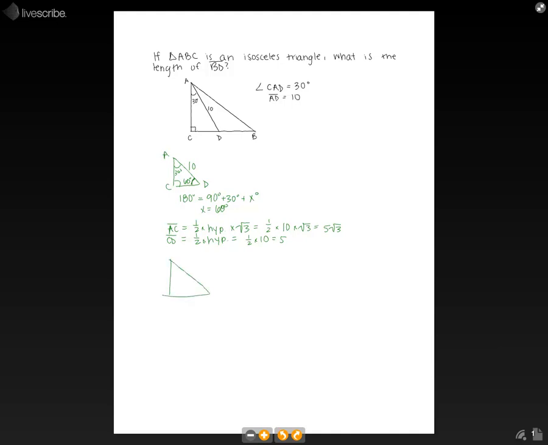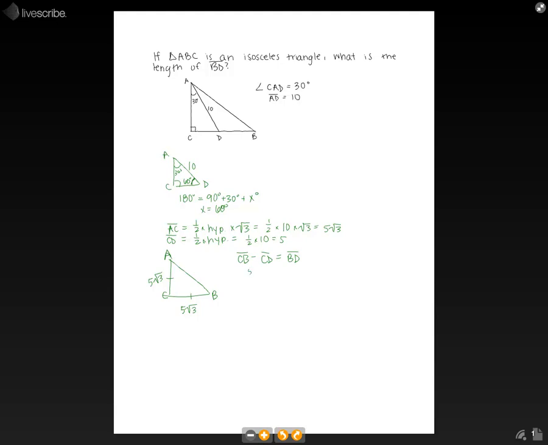So now if we go and look at our whole triangle, we have A, C, and B. If we know this is 5 square root of 3, we know that this triangle is an isosceles triangle, which means two of the sides have to be the same, so it's going to be the two legs. So this also has to be 5 square root of 3. So now we know the value of CB and CD, but we want to know BD. So we can do CB minus CD equals our BD.